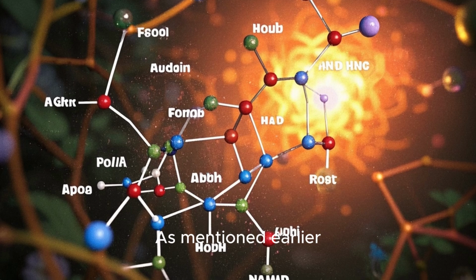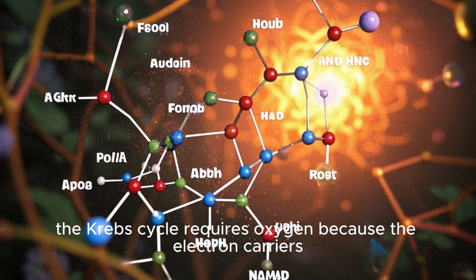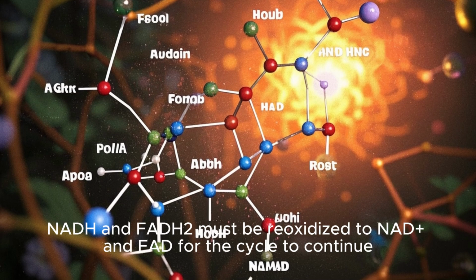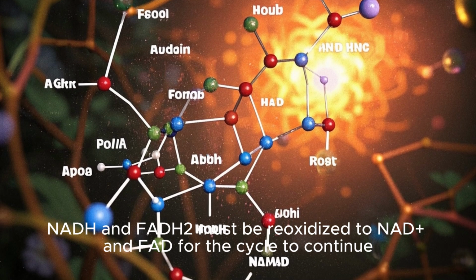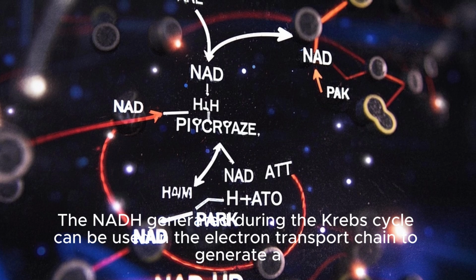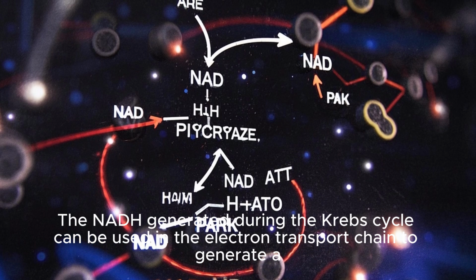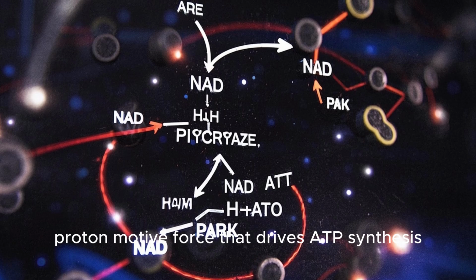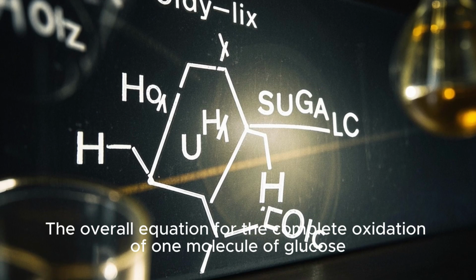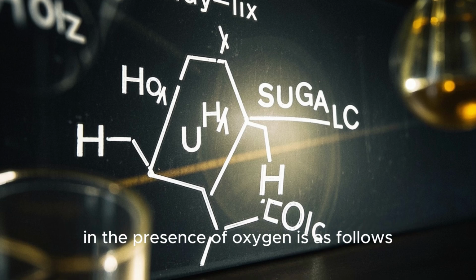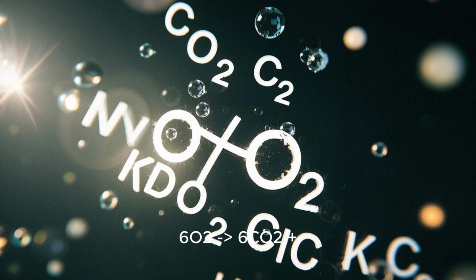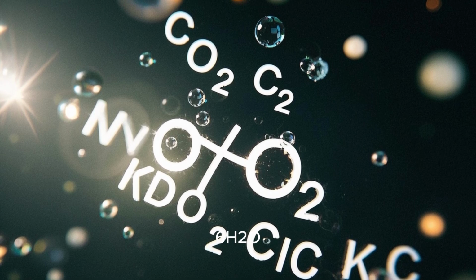As mentioned earlier, the Krebs cycle requires oxygen because the electron carriers NADH and FADH2 must be reoxidized to NAD+ and FAD for the cycle to continue. The NADH generated during the Krebs cycle can be used in the electron transport chain to generate a proton motive force that drives ATP synthesis. The overall equation for the complete oxidation of 1 molecule of glucose in the presence of oxygen is as follows: C6H12O6 plus 6O2 yields 6CO2 plus 6H2O.